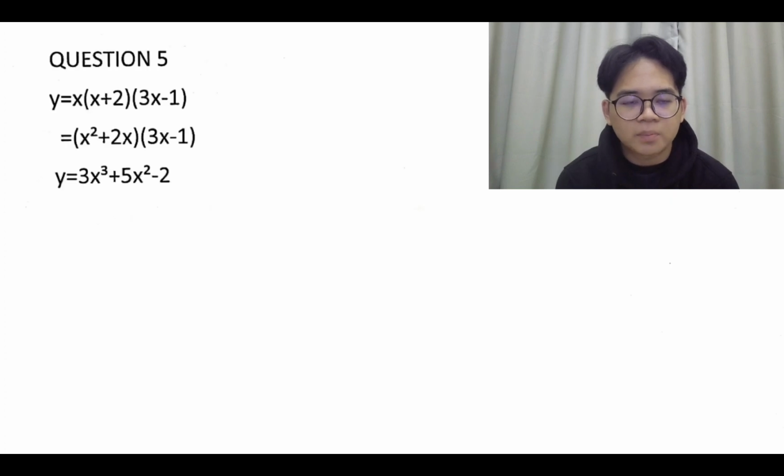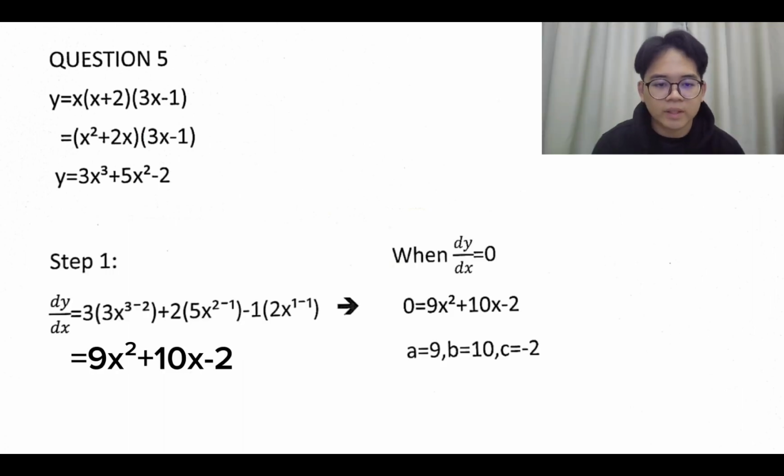So right now, I will explain step 1 for this question. Firstly, we need to expand the equation before differentiating it. Then after expanding it, we will get y equal to 3x cubed plus 5x squared minus 2. Secondly, we differentiate the equation and we get dy/dx equal to 9x squared plus 10x minus 2.